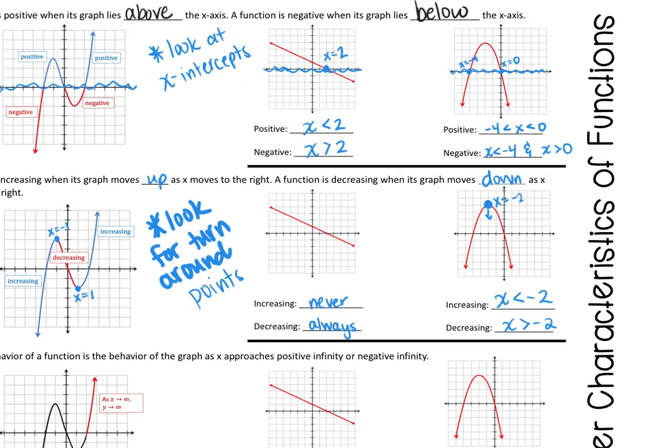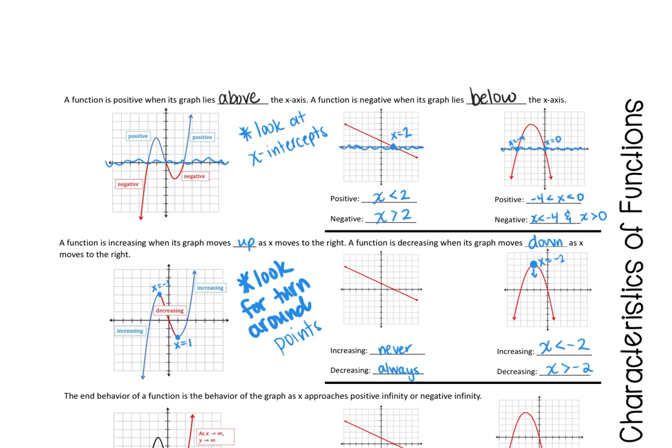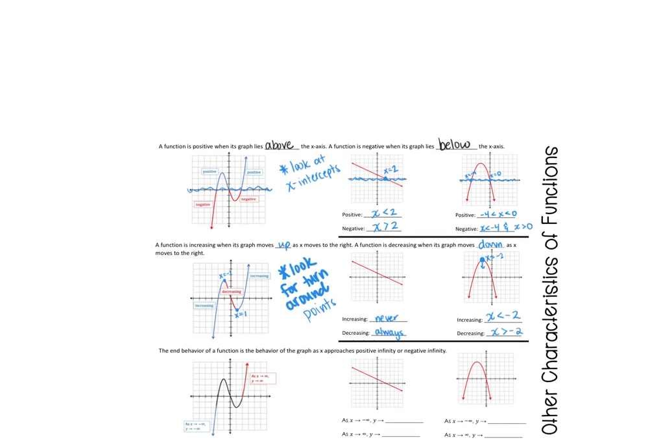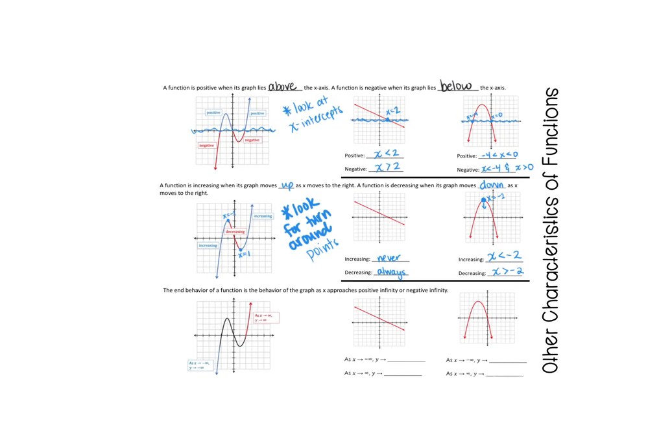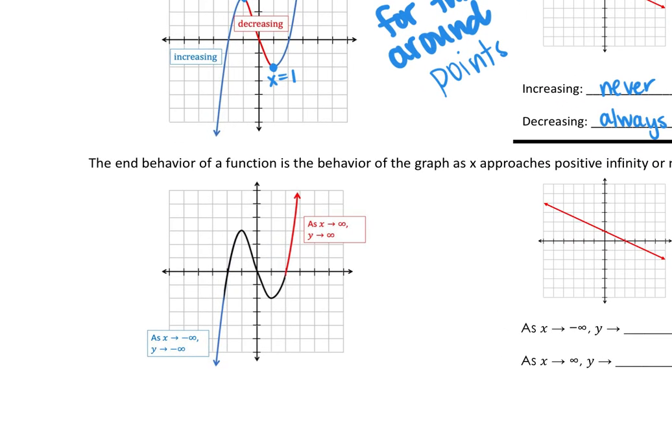All right, so that is increasing and decreasing, which is not to be confused with positive and negative. Positive and negative is where it's above and below. Increasing and decreasing is up and down. All right, last one, which is the easy one: looking at what the graph is doing to the left and what the graph is doing to the right. So what I suggest we all look for here are these arrows.